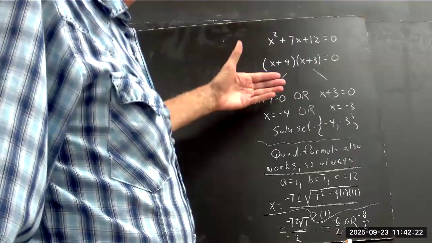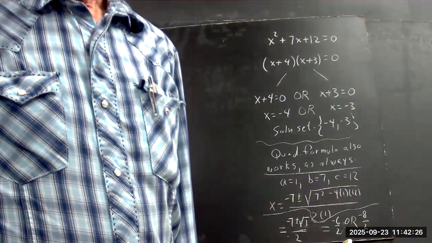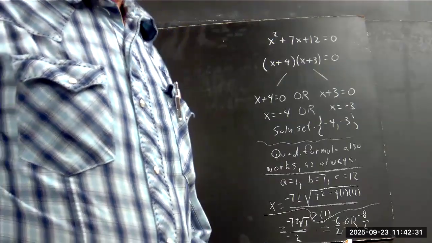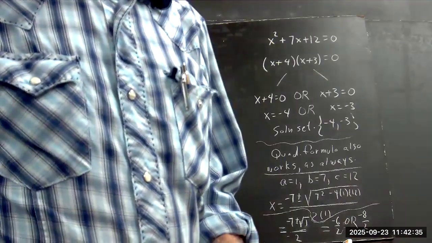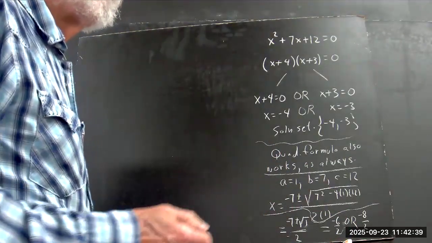If you can factor, by all means factor. And if you can't factor, use the quadratic formula. Unless the problem says do this by factoring. Then you could actually cheat and use the quadratic formula to find the factors, but you might not think of that. Okay.